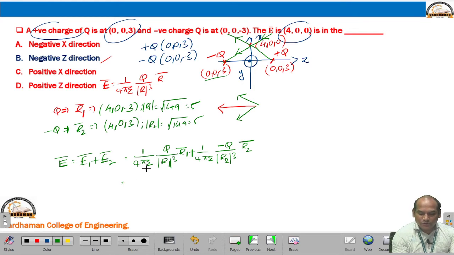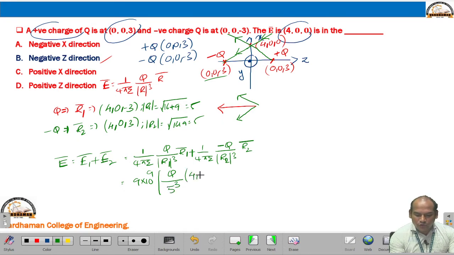So, we can take 1 by 4 pi epsilon as common, and its value in free space is 9 into 10 power 9. Okay. Then q, its value is q only, they did not give any value. So, we have to take q only by the magnitude here, 5 cube, and here we have (4, 0, -3). Next, the remaining thing is minus q by the magnitude of r2, that is 5. So, again 5 cube, and here r2 is (4, 0, 3). This is what we have. Now, if you observe here, the x components will be cancelled.